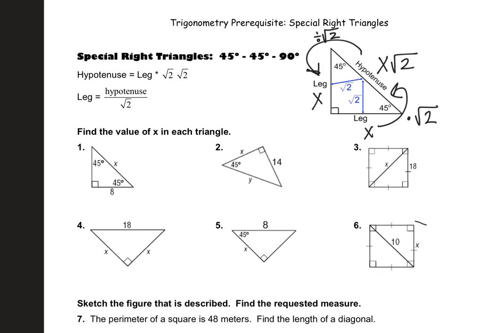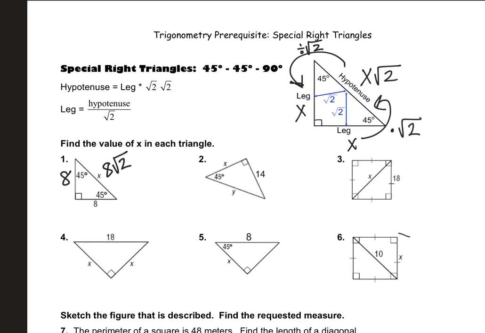So number 1, are they giving you a leg or the hypotenuse? Leg. So that means the other leg is also 8, and that means the hypotenuse is 8 radical 2. Number 2, leg or hypotenuse? Leg. So the other leg is 14, and the hypotenuse is 14 radical 2. 3, leg or hypotenuse? Leg. So the other leg's 18, and the hypotenuse is 18 radical 2.